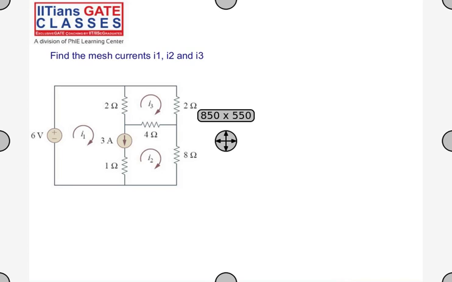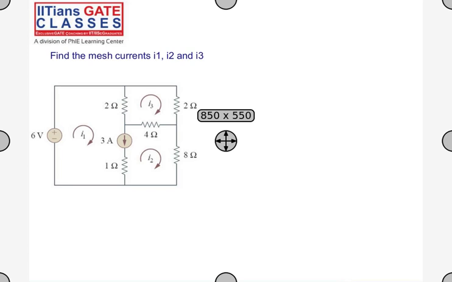Find the mesh currents I1, I2 and I3 in this question. Do you see anything in this question? We have a current source in series with a resistance between two meshes. So there is something called a super mesh. You call it a super mesh when there is a current source between two meshes. There may be a series resistance with the current source, it doesn't matter.